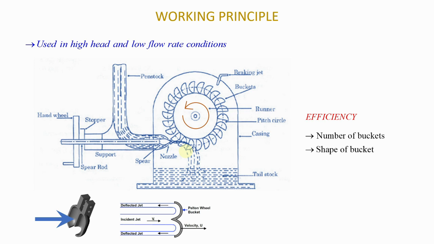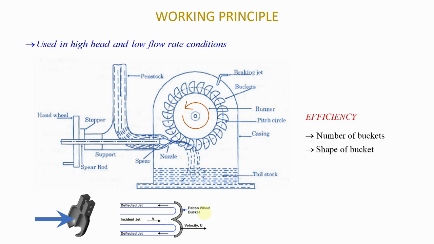The second thing that affects the efficiency of the Pelton wheel is the shape of the bucket. As I said to you, for you to maximize the impulse force on the bucket, you want the jet to be deflected back at an angle of 180 degrees.